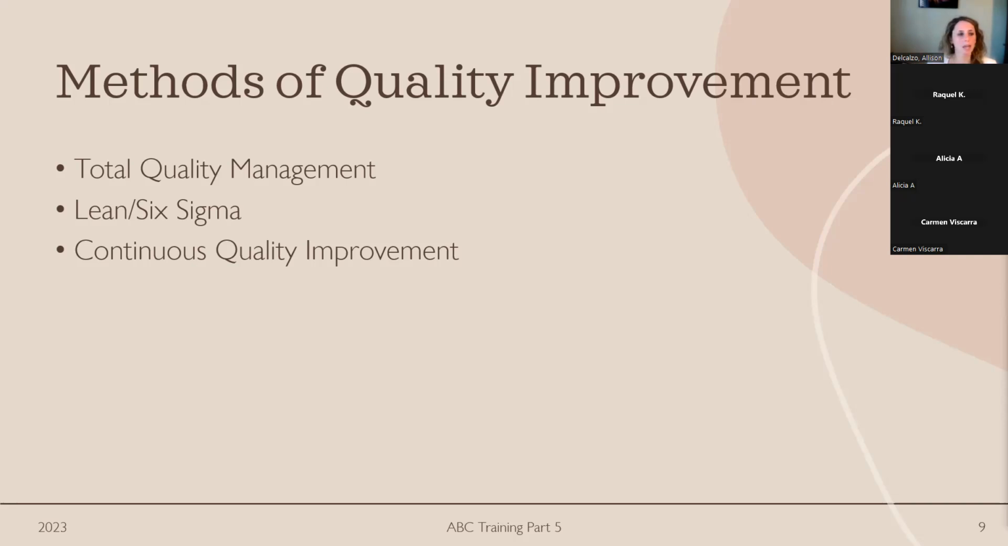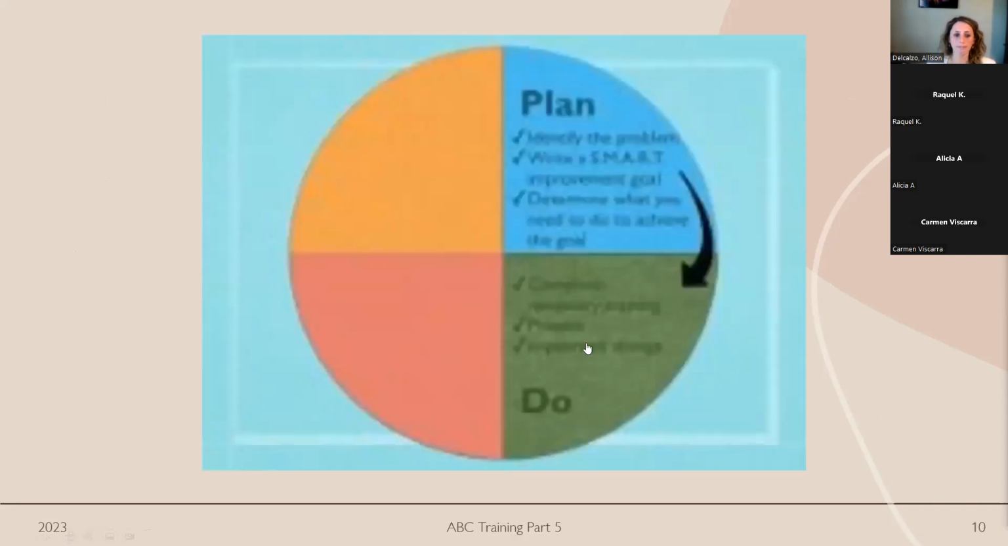And then continuous quality improvement focuses on progressive, incremental improvement of processes to improve outcomes. This is the most common framework used in social service organizations, and the most common tool used is the PDSA or the PDCA cycle. So PDSA stands for Plan, Do, Study, Act. The C, if you were to do a PDCA instead of PDSA, it's exactly the same thing, but it's Plan, Do, Check, Act. So I do have a video.